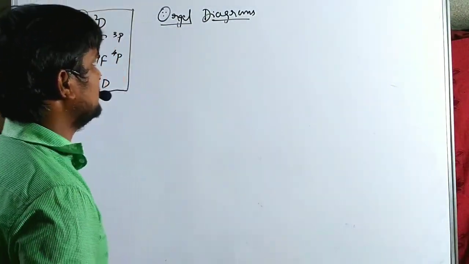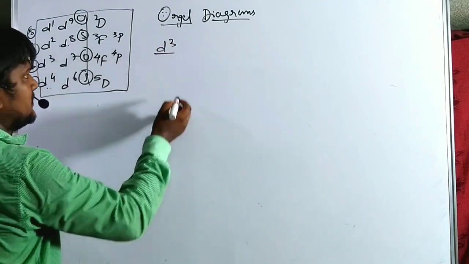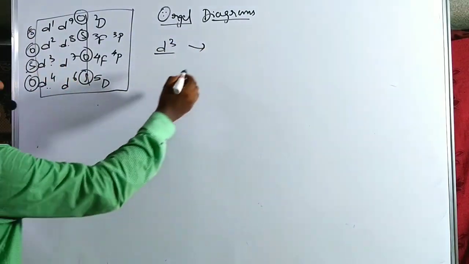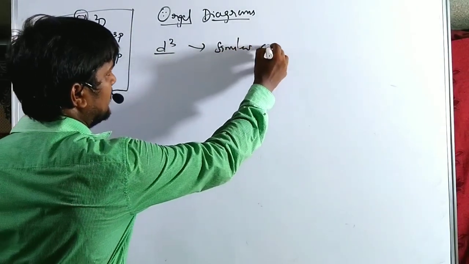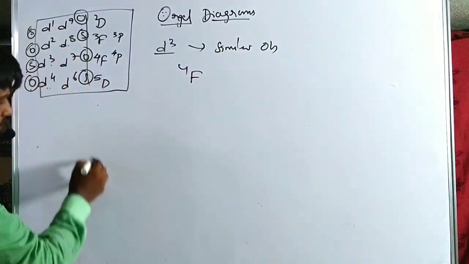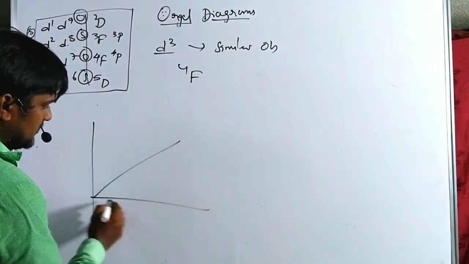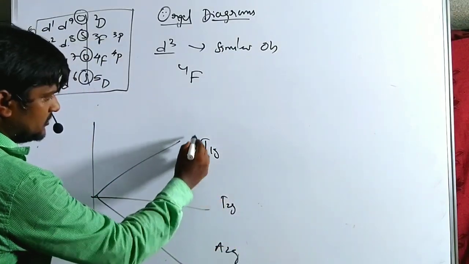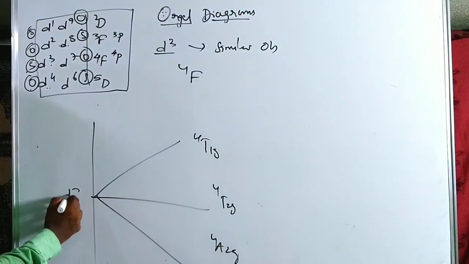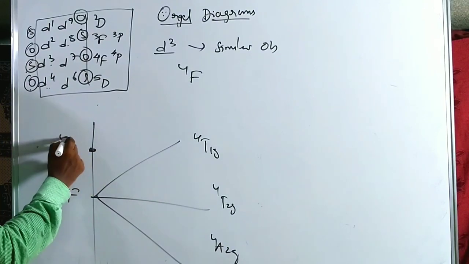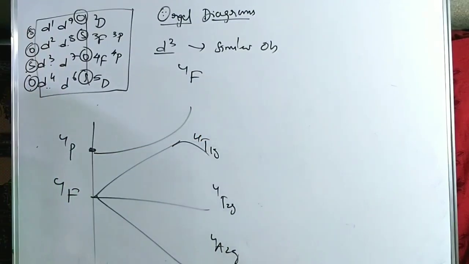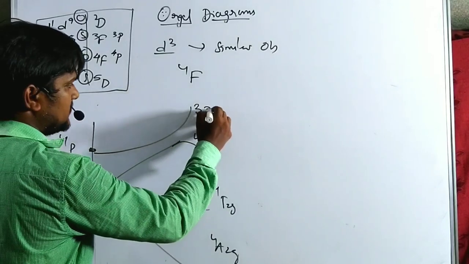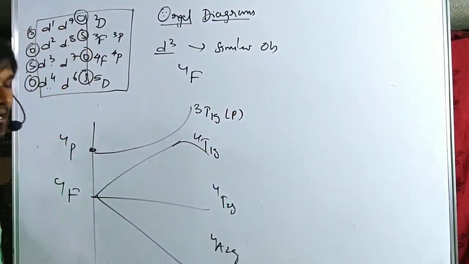Now we are discussing d3 and d7. The d3 configuration is similar to octahedral. Here the term is 4F, which we already discussed. Similar means T1g, T2g, and A2g. The multiplicity retains 4. The 4P term is related to each other, and 4T1g belongs to the P term.